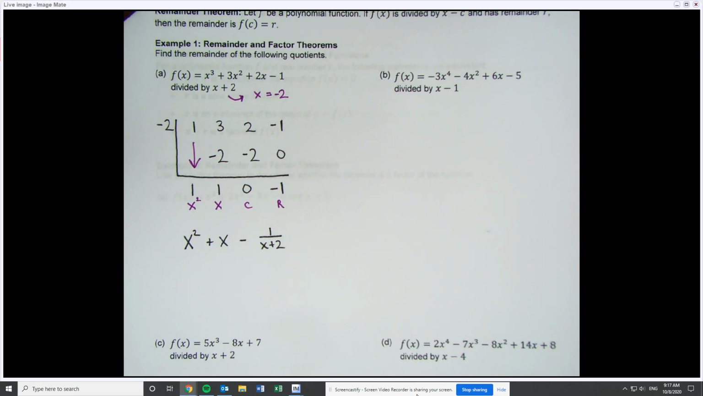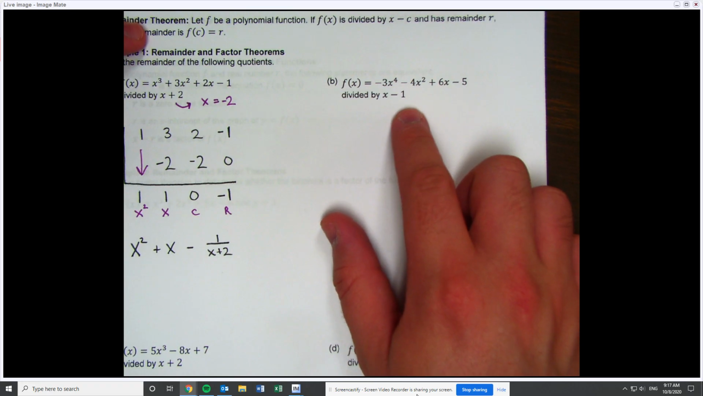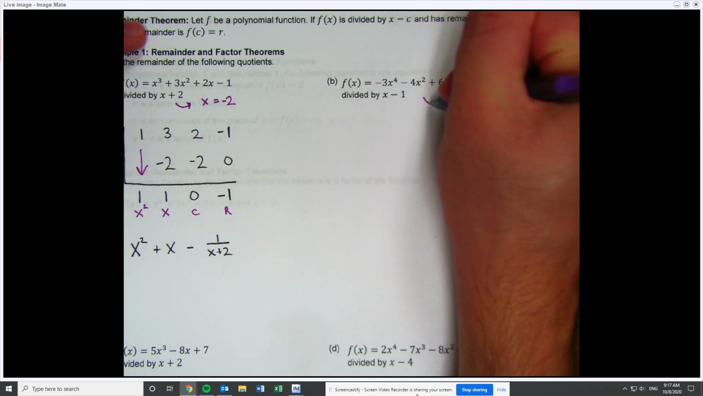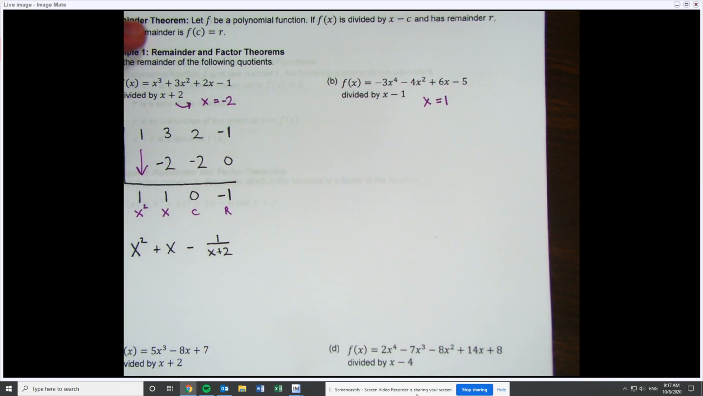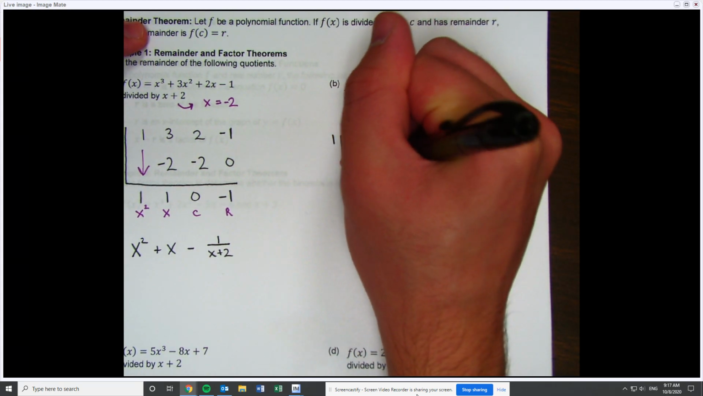So hopefully you're seeing that these will be pretty quick as long as you remember the process. All right, now for the next one. Right here, we're going to solve this one, set it equal to 0. Doing so, we get x equals 1. All done. So now I know 1's on the outside.